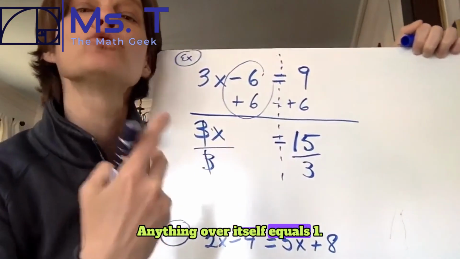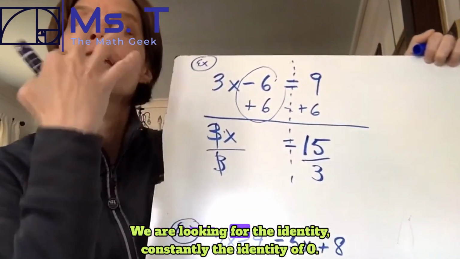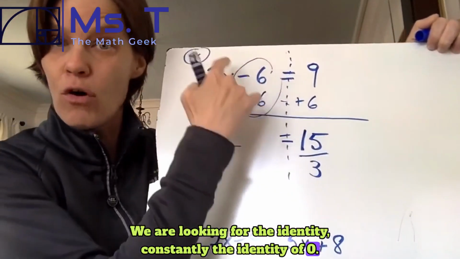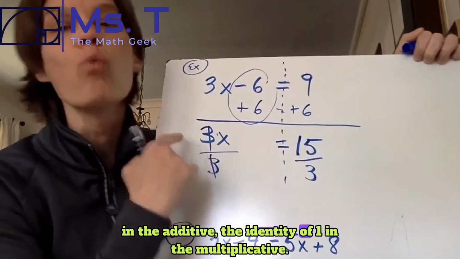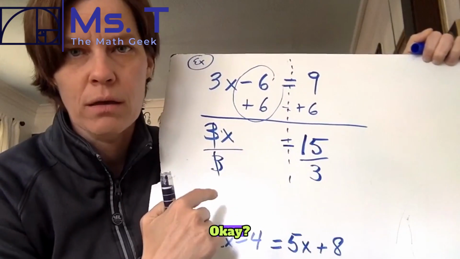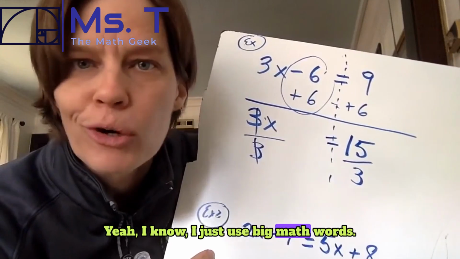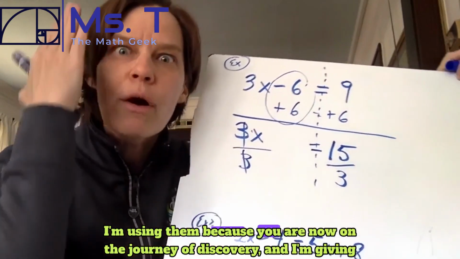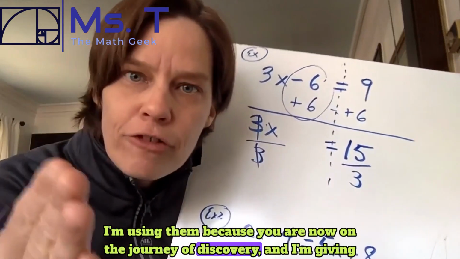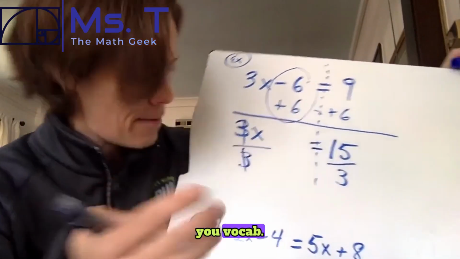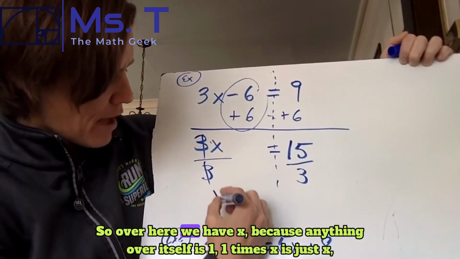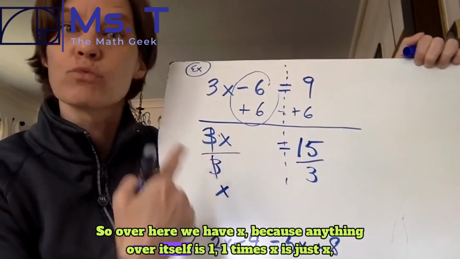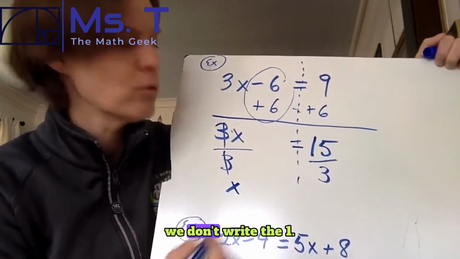So now this is the identity. Anything over itself equals 1. We are looking for the identity constantly. The identity of 0 in the additive, the identity of 1 in the multiplicative. Yeah, I know I just used big math words. You can too. I'm using them because you are now on the journey of discovery, and I'm giving you new vocab. So over here we have x, because anything over itself is 1. 1 times x is just x. We don't write the 1.